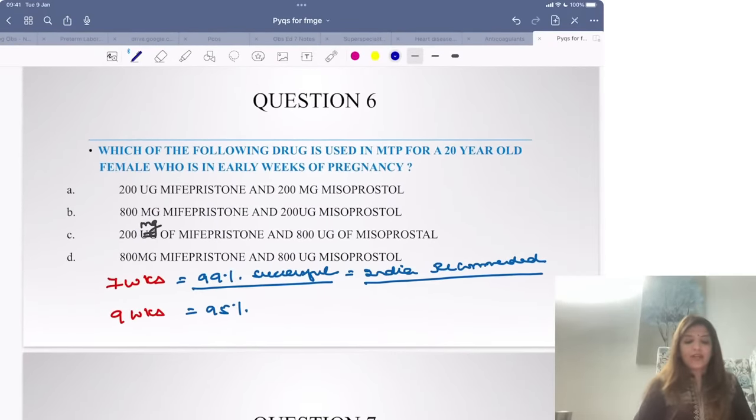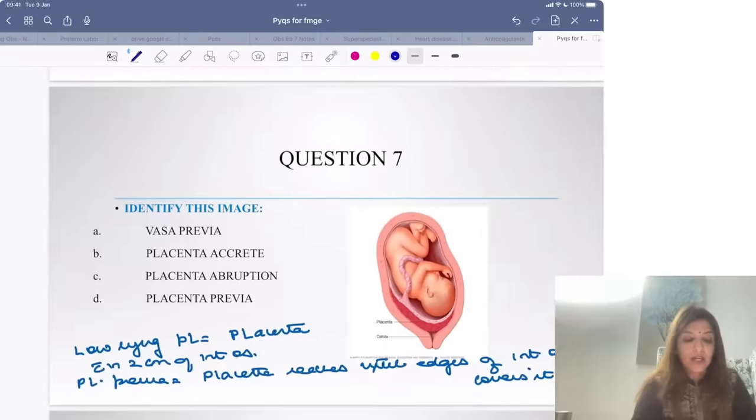Which of the following drugs is used for MTP for a 20-year-old female who has come to you in early weeks of pregnancy? And just now we did that for medical abortion, you are going to use 200 milligrams of mifepristone, and in early weeks we use 400 micrograms of misoprostol, and later on we use 800 micrograms of misoprostol. And here only one option had 200 milligrams of mifepristone, which was option C, and that was with 800 micrograms of misoprostol, so I'm marking that as the answer.